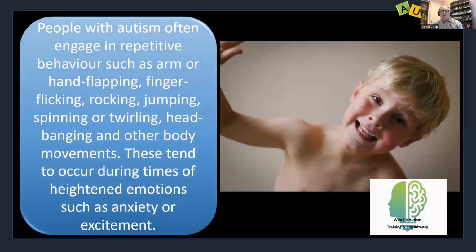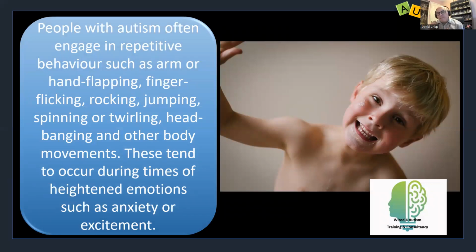So again, autistic people often engage in repetitive behaviours. Hand flapping is quite common, or they put their hand on their ears and this sort of thing. Rocking is very, very common behaviour. Spinning or twirling, head banging, and other movements. And these tend to occur during times of heightened emotions such as anxiety or excitement.